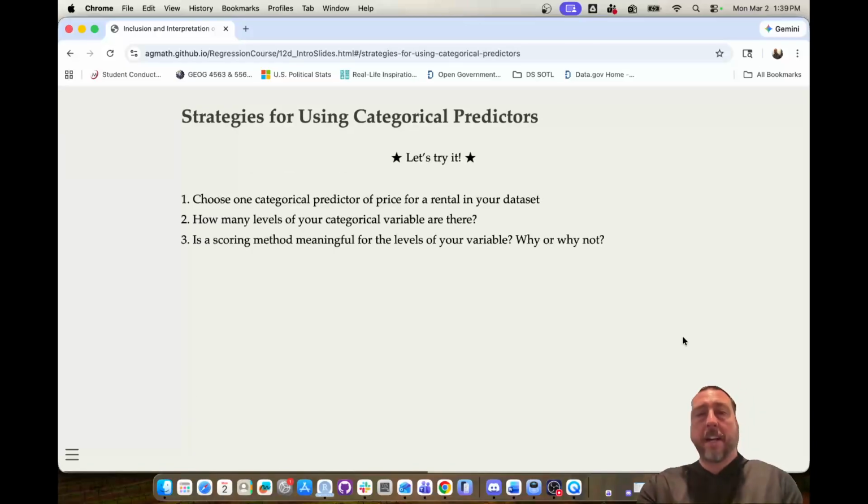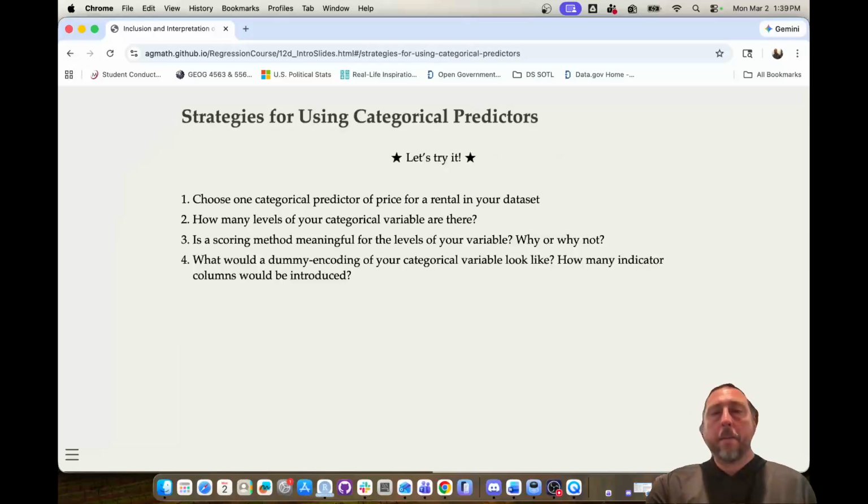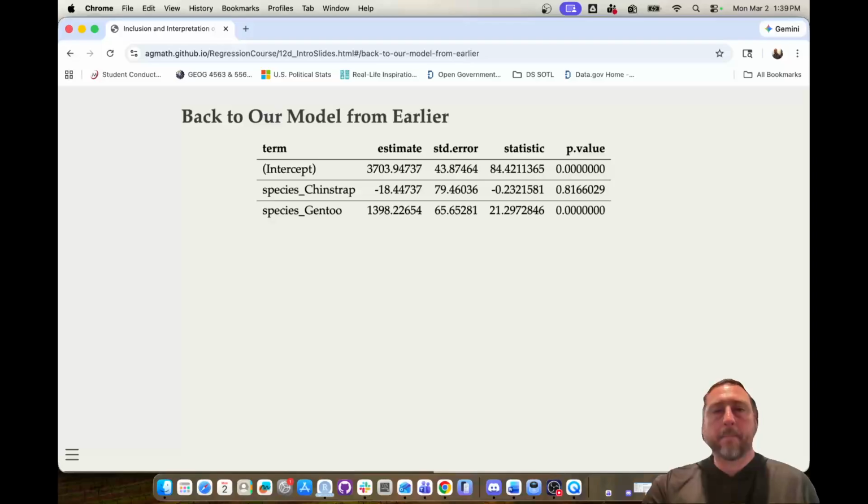All right. So again, I'm going to skip through the try it, but if you have some data that you're working with, please try out this idea of encoding categorical predictors with your data.